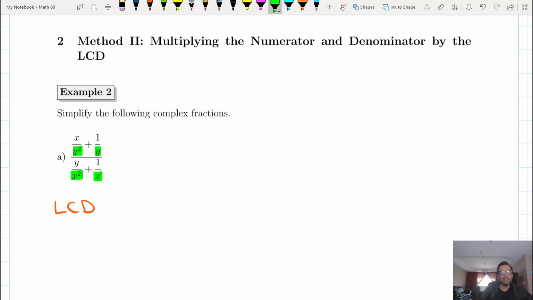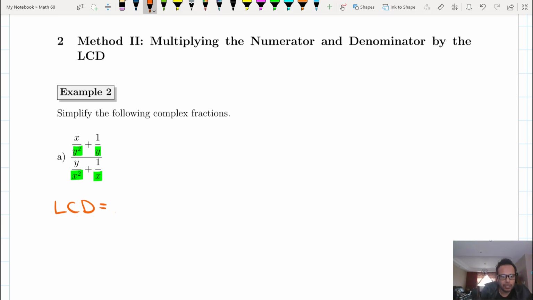So highlight or circle, whatever you feel more comfortable with, all the denominators of every single simple fraction contained inside of the huge complex fraction. All right. We're going to find the LCD just the same way as if we had a list of fractions, a list of rational expressions.